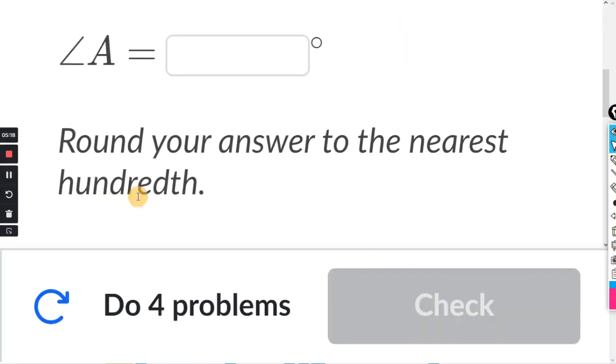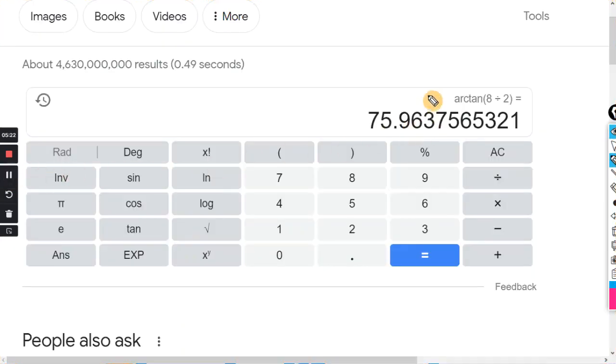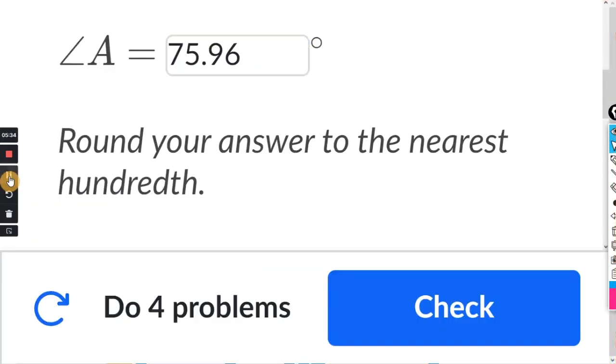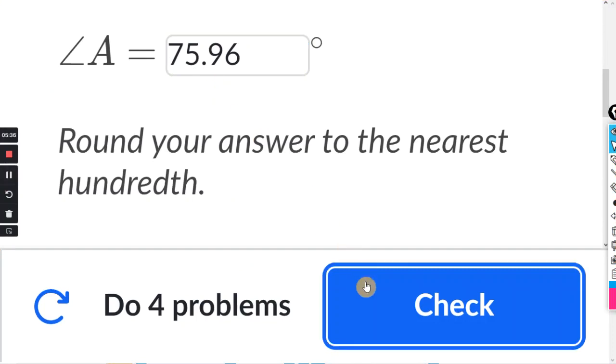I'm sorry, they said nearest hundredth. That's 2 decimals. All right, so you want to look at the third decimal. If it's less than 5, you round it down. So this is just 75.96. So just enter that in the box.